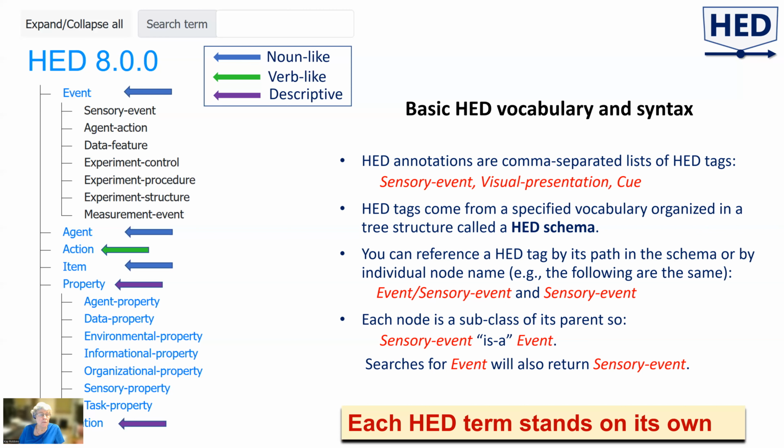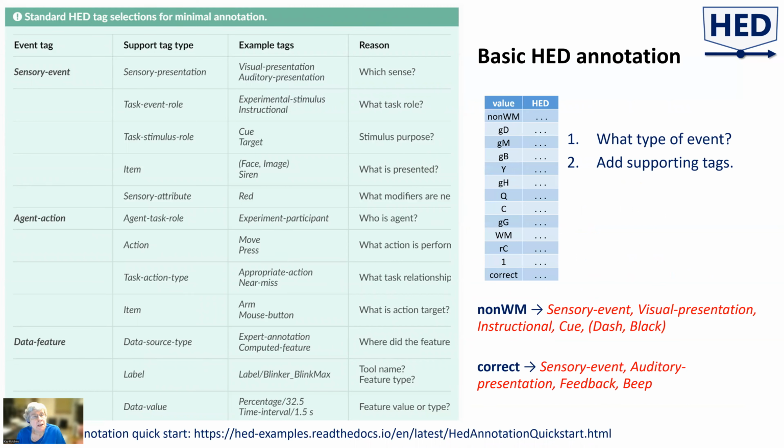So now I'd like to give a simple recipe for simple annotation. And we start with our dictionary. And the basic process we use is we determine what kind of event we have, select that tag, and then use the supporting tags. And we have a fairly extensive table of how you might go about doing that.